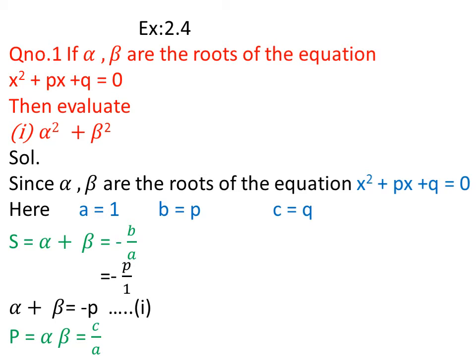Now we have to find the product of the roots. For this we can write p equal to alpha into beta, and we know that product of the roots is always equal to c over a. Now by putting the values of c and a in this equation we can write alpha beta equal to q over 1. Here q is the value of c and 1 is the value of a. We can write it as alpha beta equal to q. This is our second equation.